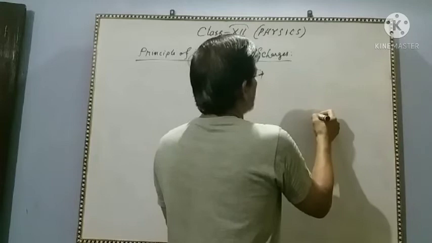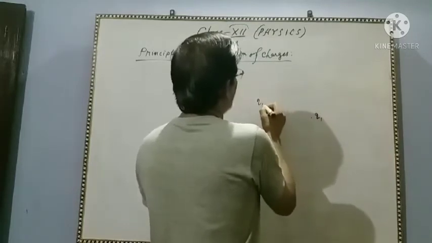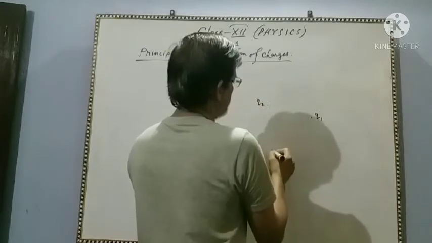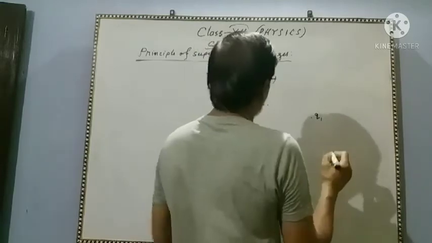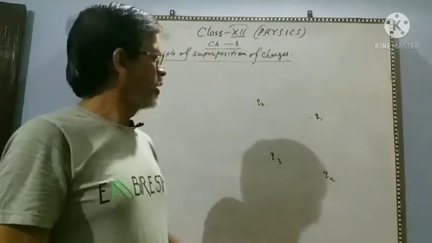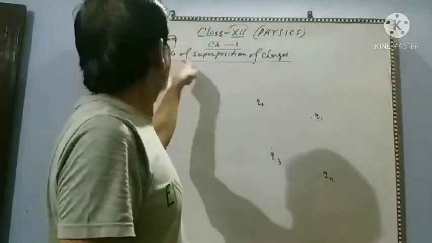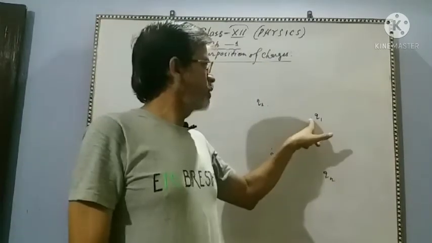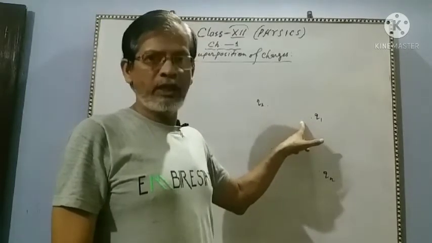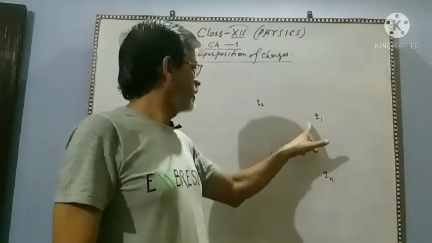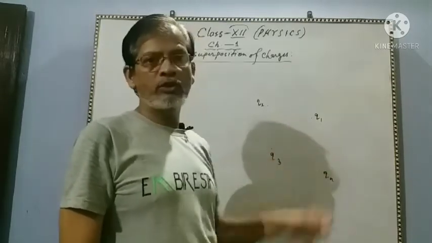Suppose there is a charge Q1, Q2, say Q3, say Qn. These are placed in discrete manner. Now, the superposition principle of charges means suppose you have chosen this charge, so there is a force of attraction between these two, either attraction or repulsion. There is an interaction between these two. There is an interaction between these two.